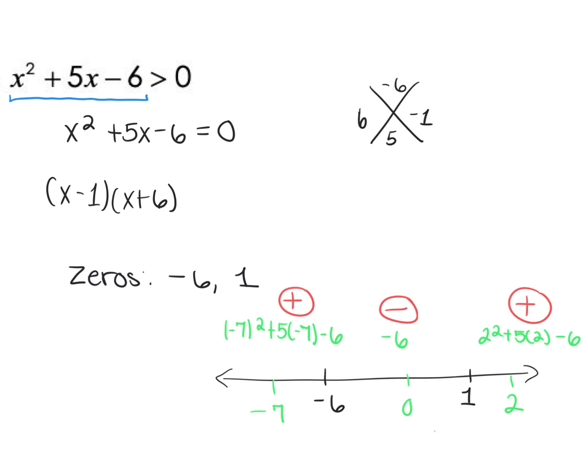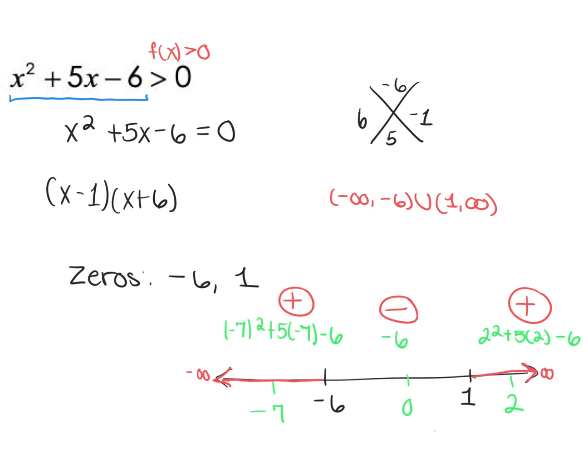And so we're interested when this polynomial is greater than 0. So that's going to be from negative infinity to negative 6, union with 1 to infinity. That's because as we come from the left, we are positive, and this is from negative infinity to negative 6. And then once we get to 1 and we go to the right, this will be positive, and we go to infinity.